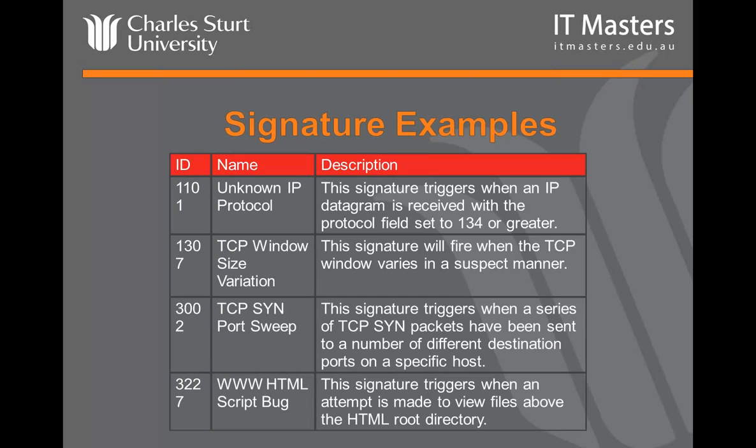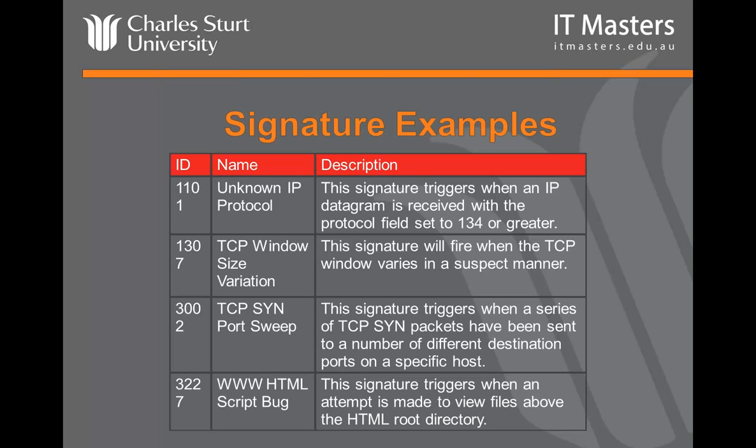So 1101, unknown IP protocol. This signature will trigger when an IP datagram is received with the protocol field set to 134 or greater, because it's bogus. TCP window size variation, the signature will fire when the TCP window varies in a suspect manner.